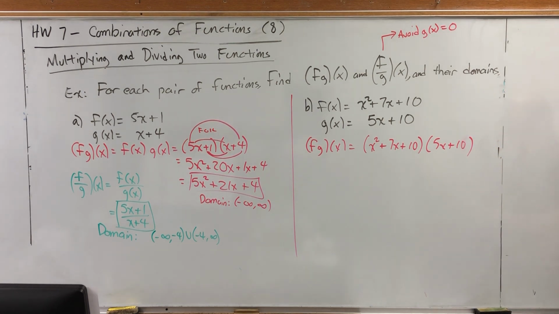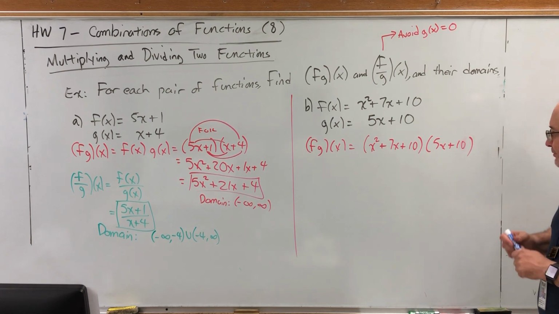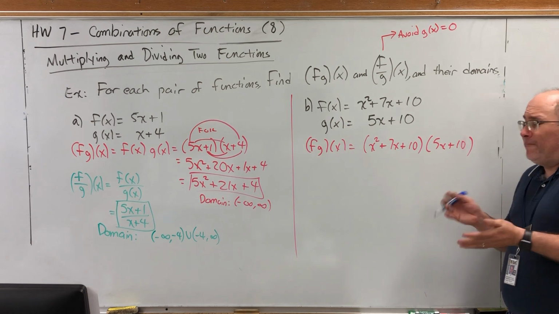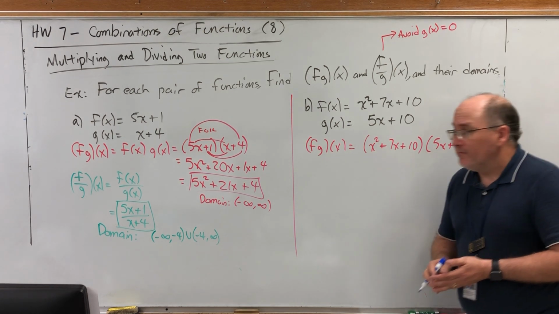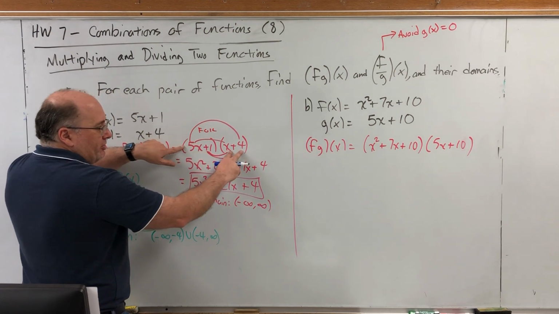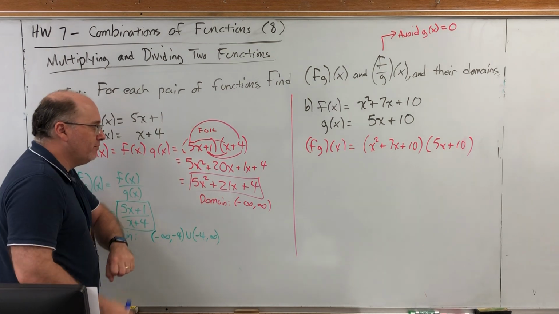Saying the word FOIL is technically incorrect here. This is too big for a FOIL problem. But you could multiply it all out if you wanted to. All FOIL is the distributive property. Look back over here. See that 5x? It got distributed over here. See the plus 1? It got distributed over there.